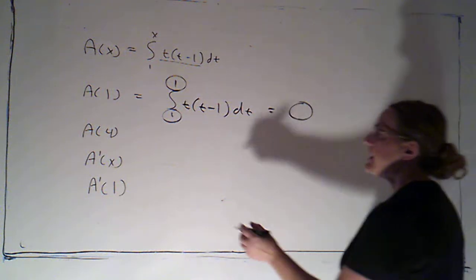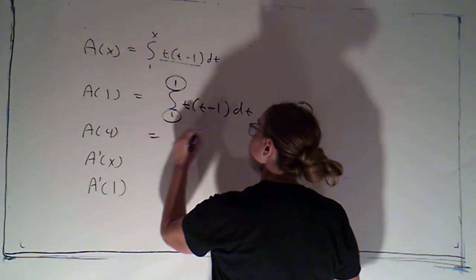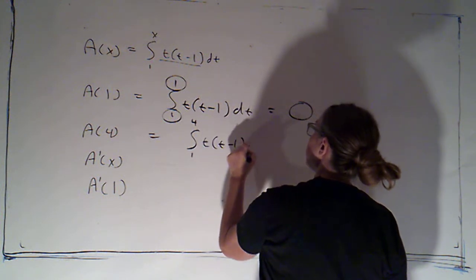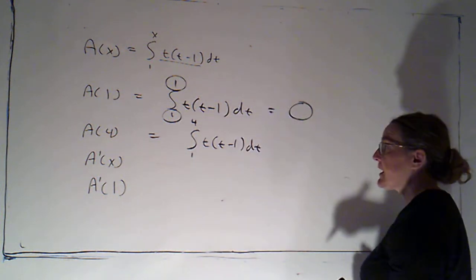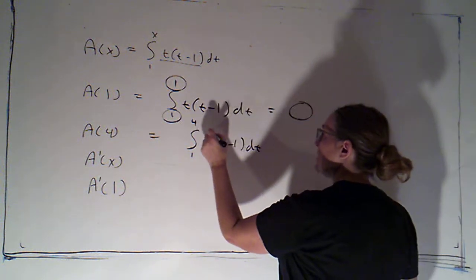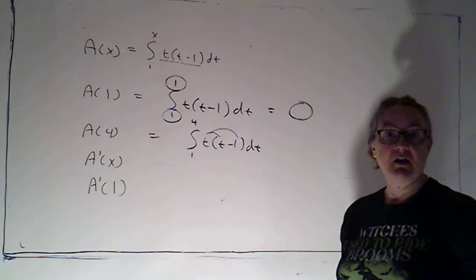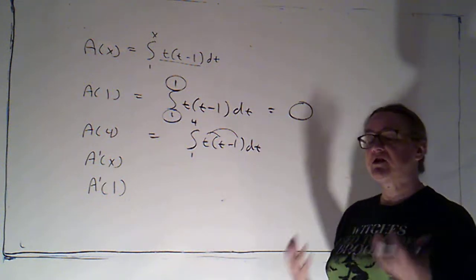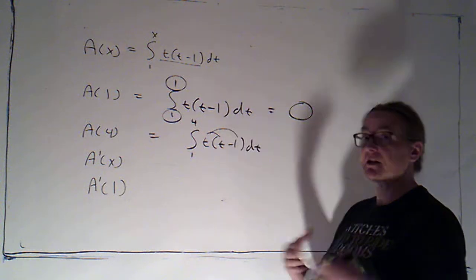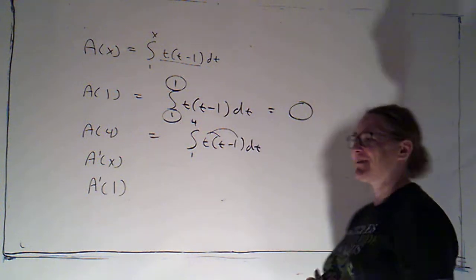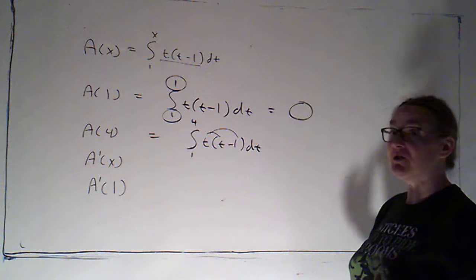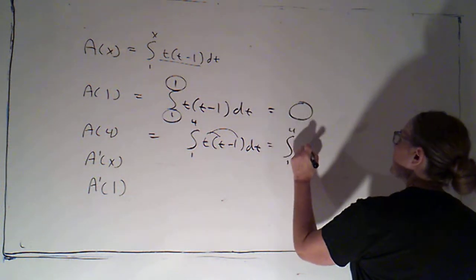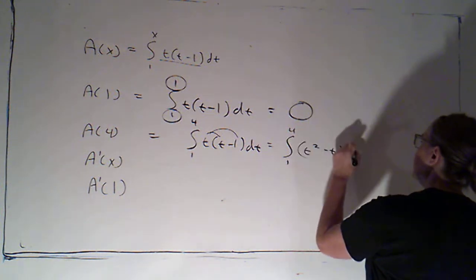Now, if I'm evaluating A of 4, that's the integral from 1 to 4 of t times t minus 1 dt. In order to evaluate that, I'm going to want to actually do that multiplication. Because remember, unless we're able to do some sort of u substitution, we don't have a nice way of dealing with products, at least not at this point in our mathematical career. So we just do the arithmetic, do the multiplication. This becomes t squared minus t.